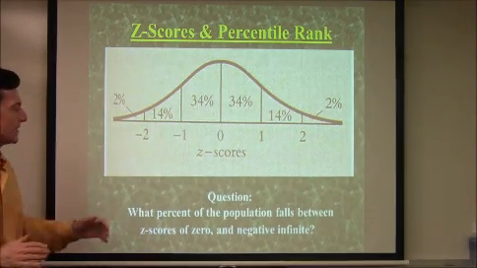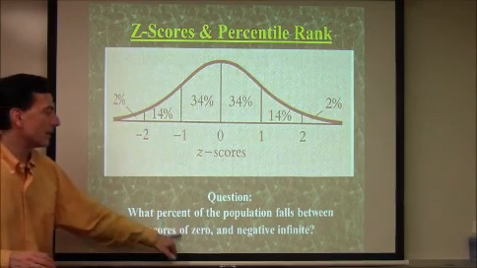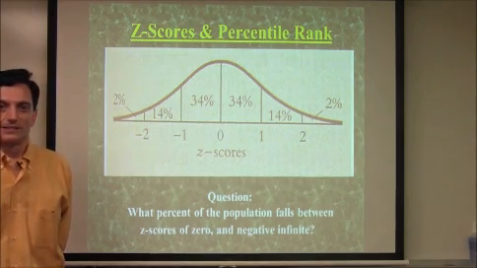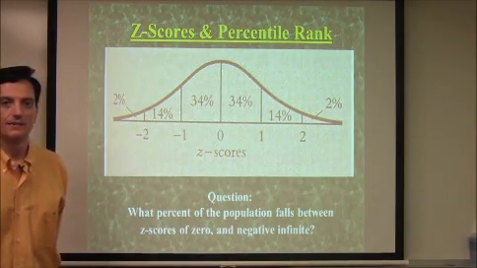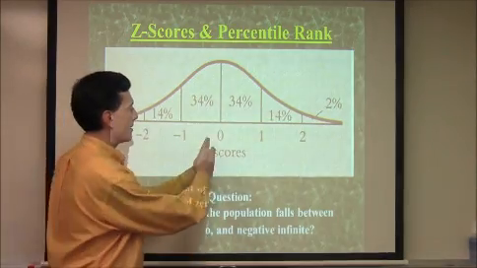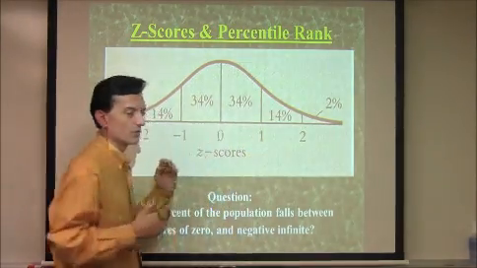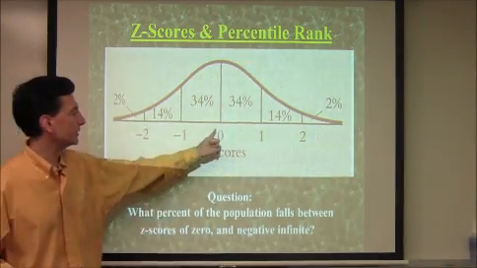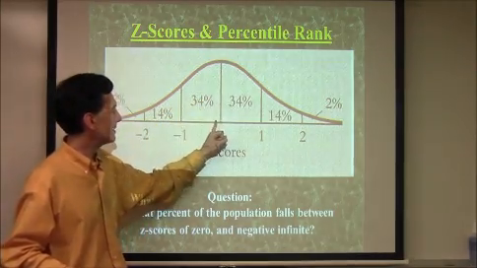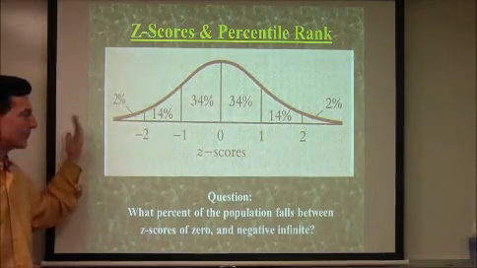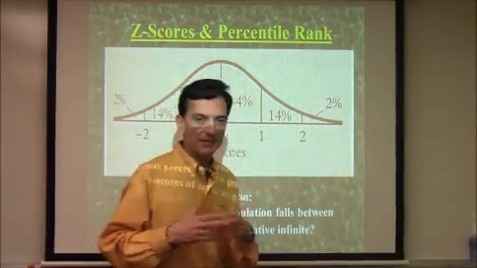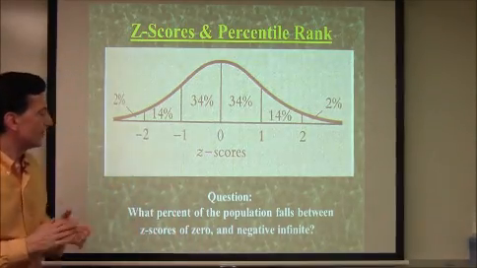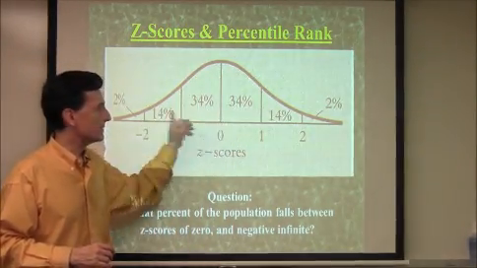Okay, here's a question. What percent of the population falls between z-scores of 0 and negative infinity? We'll give you a moment to think about that. Okay, so here are the z-scores. Remember that we can have positive z-scores or negative z-scores, and the question asks us to think about the percent of the population between the z-score that's at 0 and negative infinity, which is all the way out this way to the left. Hopefully you would have the intuition that that simply divides the entire population in half, and so half would be 50%. So 50% falls between this point and that point.